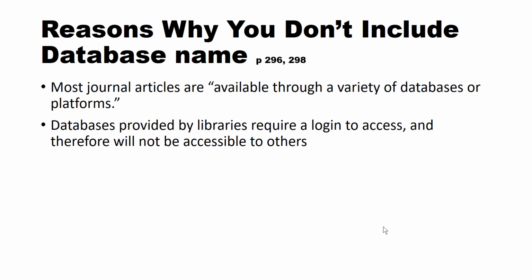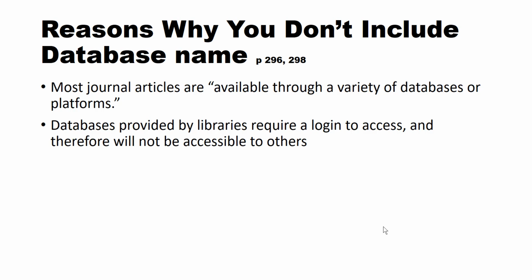But let me explain how APA views this issue here. Most journal articles are available through a variety of databases or platforms, and also databases provided by libraries usually require a login to access, and therefore will not be accessible to others, and therefore are not suitable to include in a reference list.